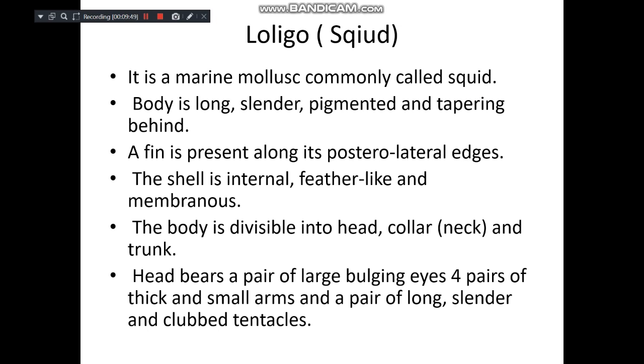This is something about the octopus. Then we will have one more example.